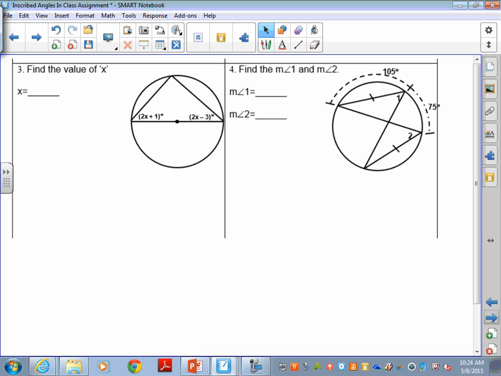All right. So let's look at number 3. What do you see? What do you know? Should be a corollary that we see automatic. I'm hoping.